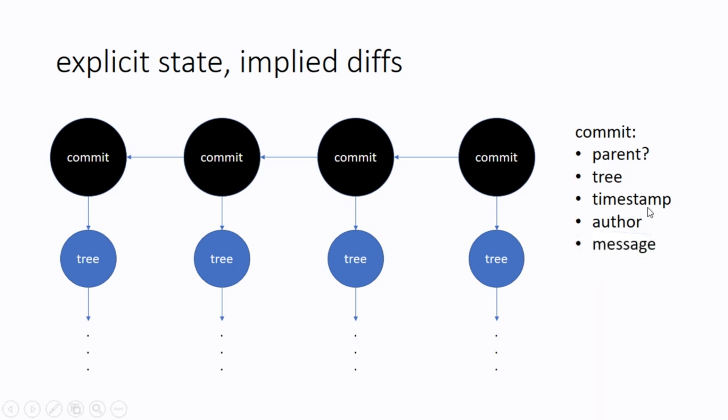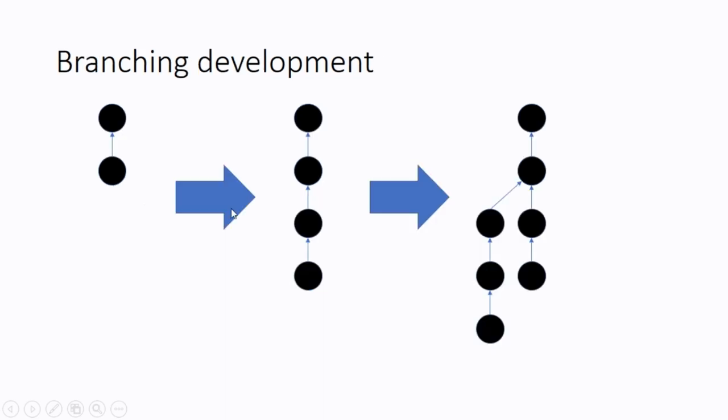And parent, we can have zero parents, we can have one parent, and of course, we can have multiple parents. So given this, here's a commit, here's a next commit, and we keep adding more commits to this project. And we can keep adding more commits based on this. This is just a typical branch.